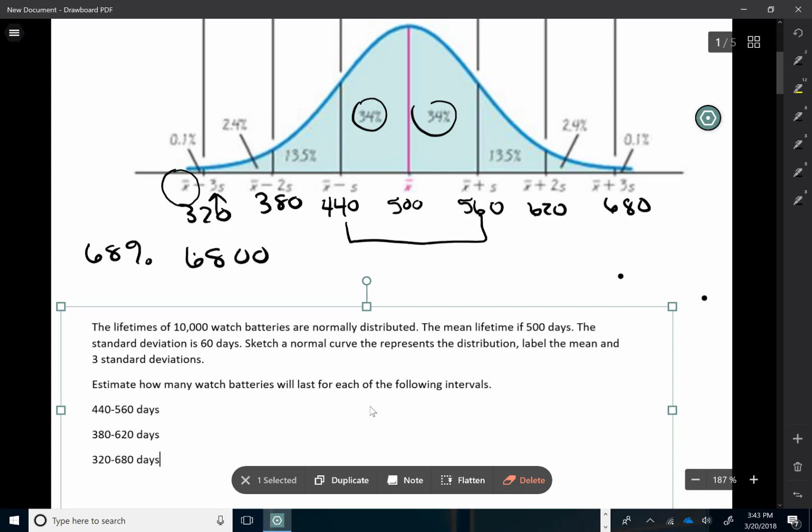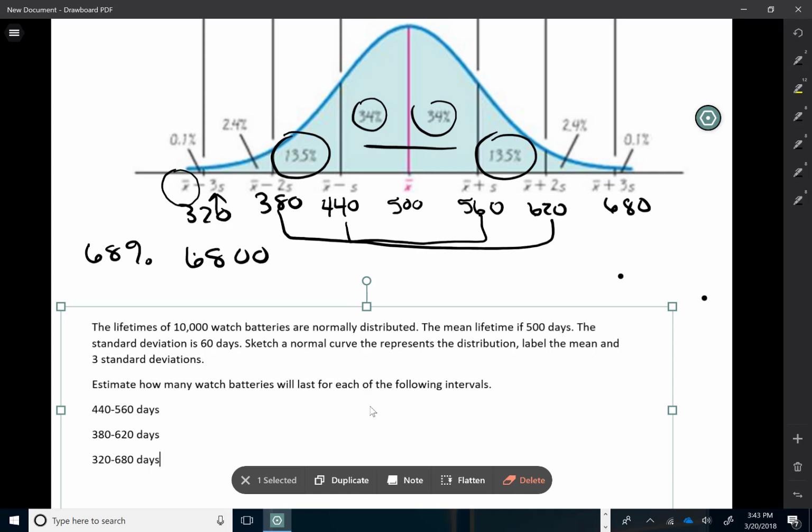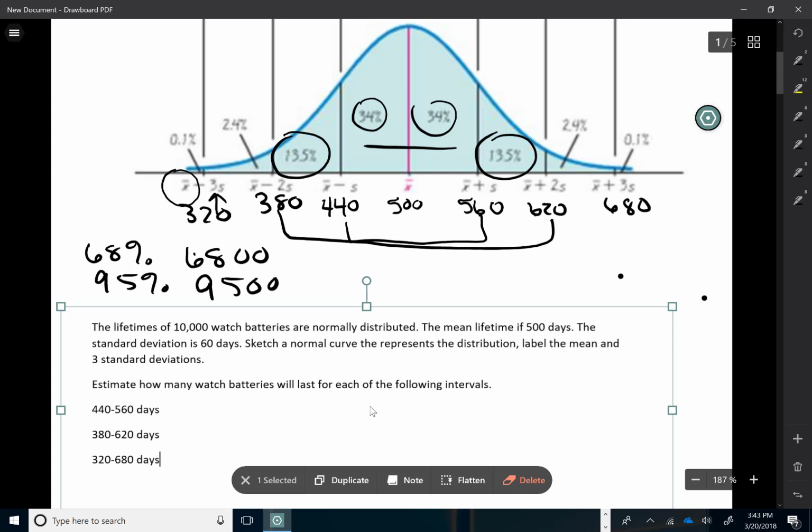The next one says 380 to 620. So 380 to 620 is here, and that's 13.5 plus 13.5 plus the 68% in the middle, which is 95%. So 95% of my 10,000, let me make sure it was 10,000. Yes, 95% of 10,000 is 9,500. So that's how many would last for 380 to 620 days.